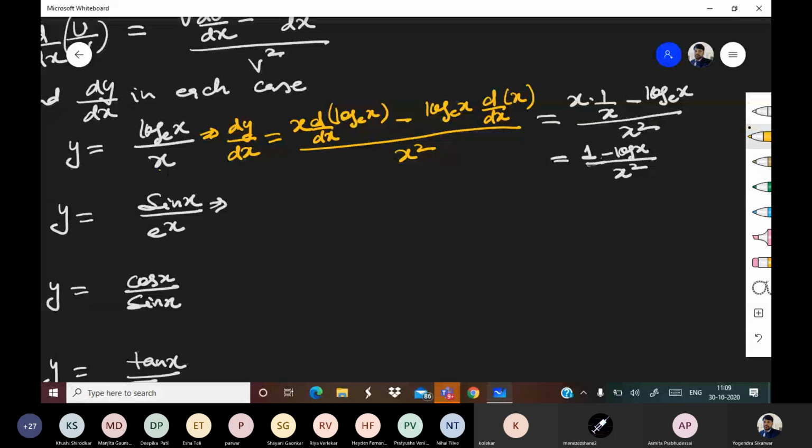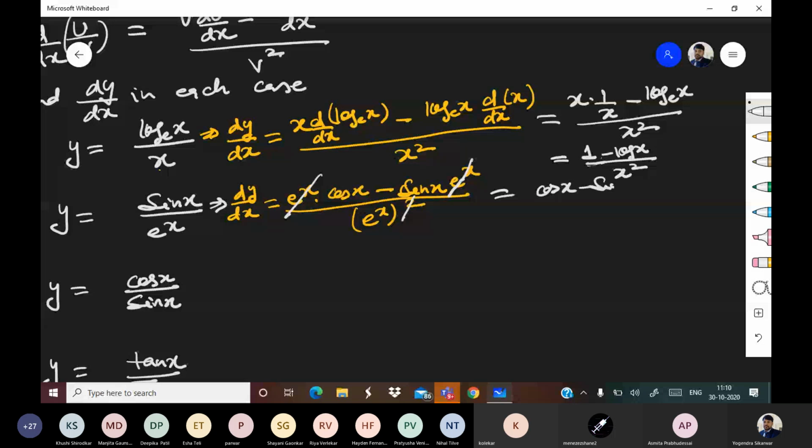In the second case, dy by dx will be e to the power x into differentiation of sin x, that will be cos x, minus sin x into differentiation of e to the power x, which is e to the power x, upon e to the power x whole square. So that gives us cos x minus sin x upon e to the power x.